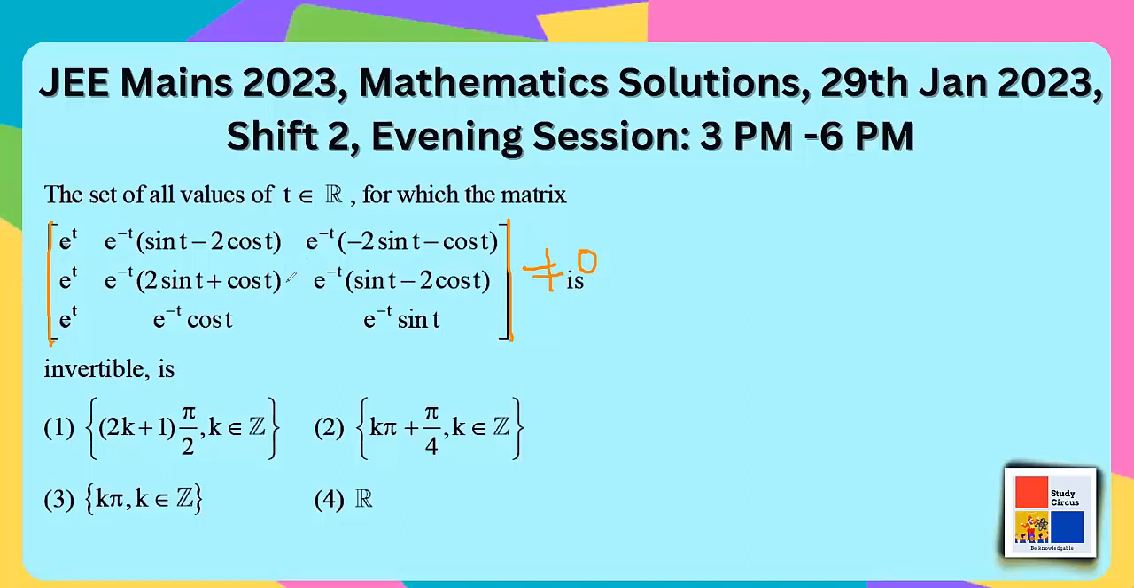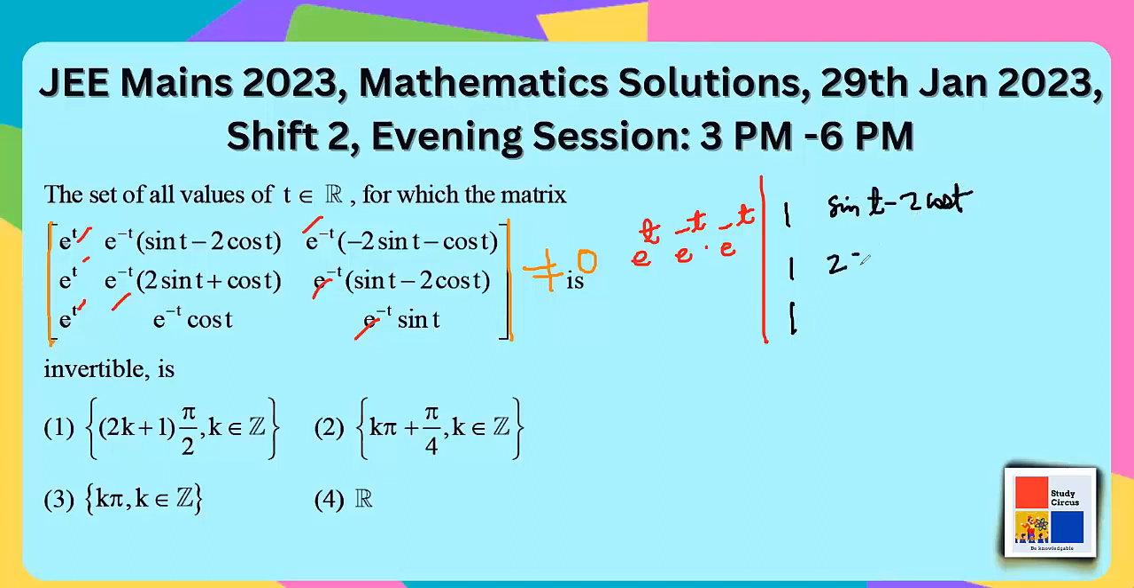So if I try to find out the value of the determinant, I can see that this is common in all the three rows, and this e to the power minus t is common here, this e to the power minus t is common here, okay? So I can take out e to the power t, e to the power minus t, and another e to the power minus t from there, and then I'll be left with the remaining things, right? That is 1, 1, 1 in the first column, sin t minus 2 cos t, 2 sin t plus cos t, and cos t here. Here I'll get 2 sin t minus cos t, sin t minus 2 cos t, and sin t here, right?